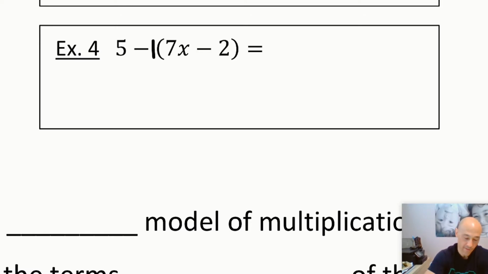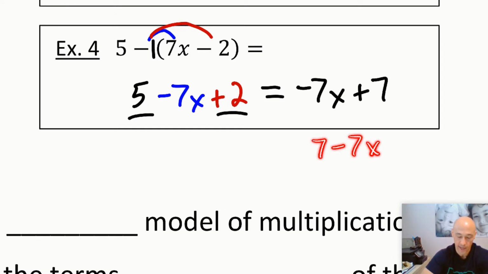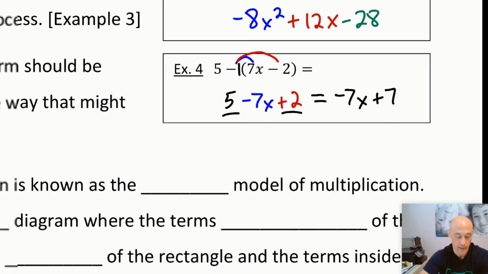So we have that 5 outside of parentheses right here, and that's going to come down. And then we distribute the -1 to the 7x, and that's going to be a minus 7x. And then we distribute the -1 to the -2, and that's going to be positive 2. And now we can combine the 5 and the 2. So we have -7x plus 7. And you may ask, why didn't I write 7 minus 7x? Well, mathematicians decided that we would write any x terms before constants. So that's why I do that.